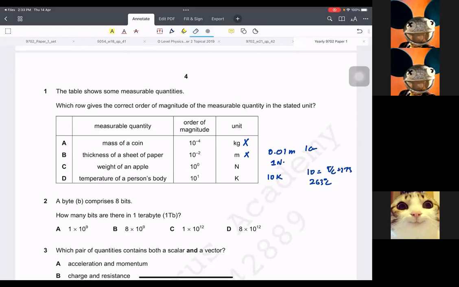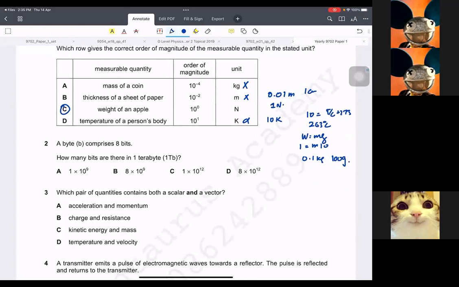So the weight of the apple, I think this is the only right answer. 1 Newton is the weight of the apple. Let me think about it. 1 Newton means 0.1 kg. Yeah, an apple could be 100 grams, so that's fine.